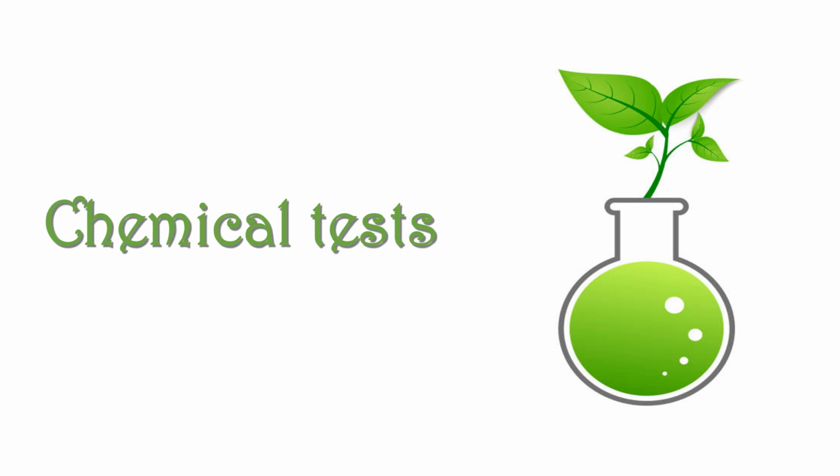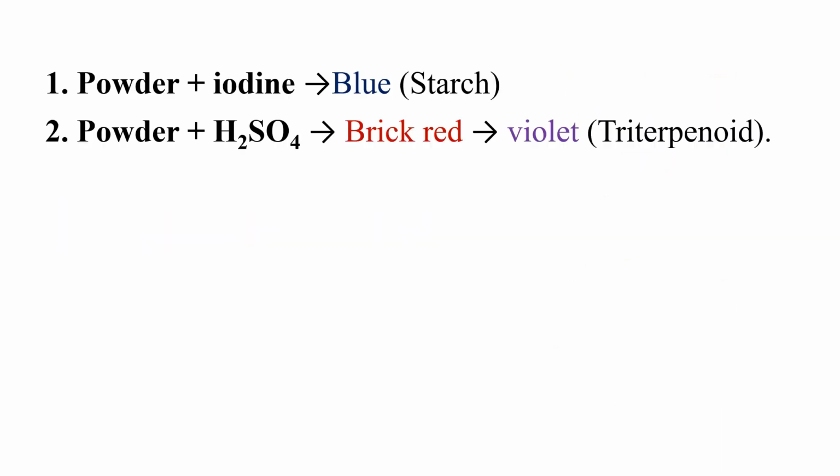Chemical tests for ginseng root or powder. The powder plus iodine gives a blue color due to the presence of starch, and this is apparently true for the white ginseng especially, because the starch here is not gelatinized. The powder plus sulfuric acid gives a brick red color, then turns to violet due to its triterpenoid content.